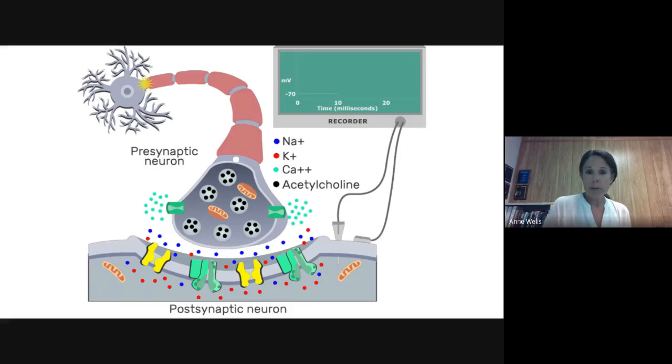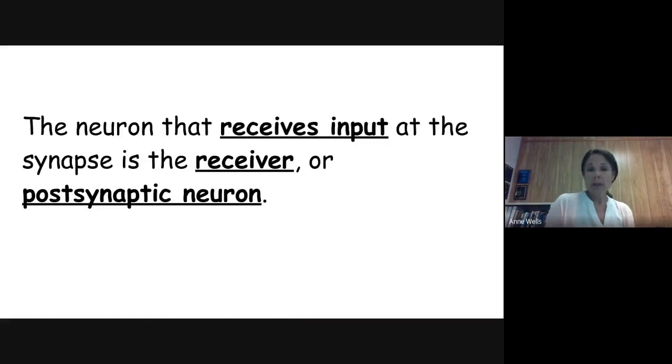You can see the whole rest of the neuron. You can see the dendrites and the cell body. Then you see the axon. You see the myelin sheath or the Schwann cells and the little gaps, the nodes of Ranvier. But that's not what we're really concerned with in this picture. We are concerned with that little gap that is between one neuron and the next. The neuron that receives input at the synapse is the receiver, or postsynaptic neuron.